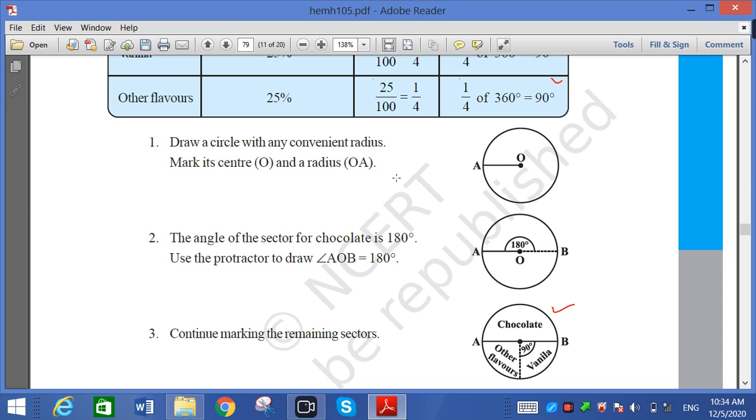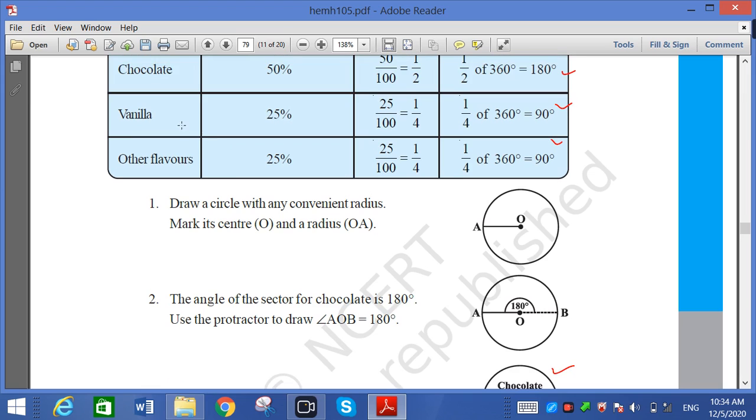So it is easy, as I already explained, first of all you make how many parts: chocolate, vanilla and other flavors. So three parts we have to make. And we know that 120 divided by the total, multiplied by 360. First of all, we have to convert into a fraction, and then multiply by 360. We have to convert into a pie chart. So I think I have mostly completed this because we already explained it.